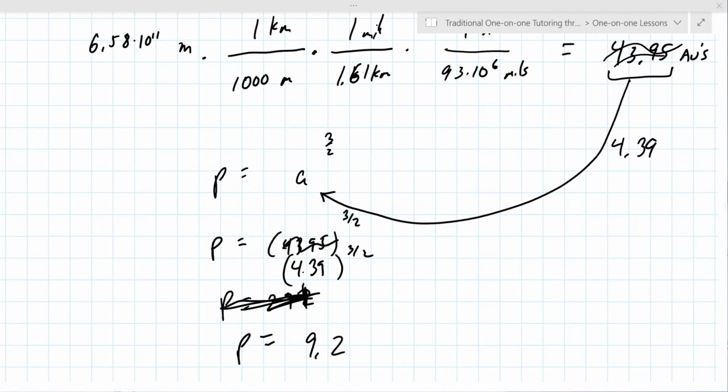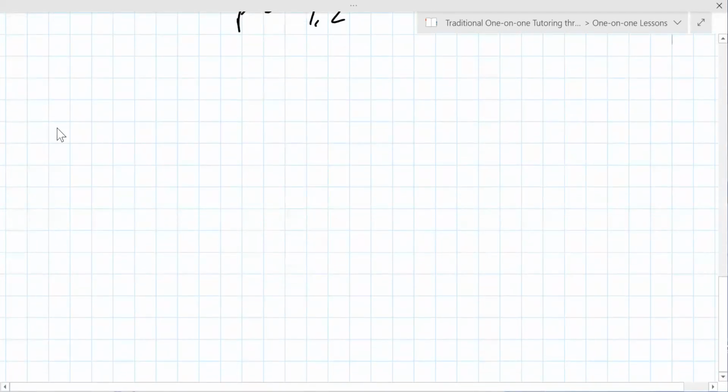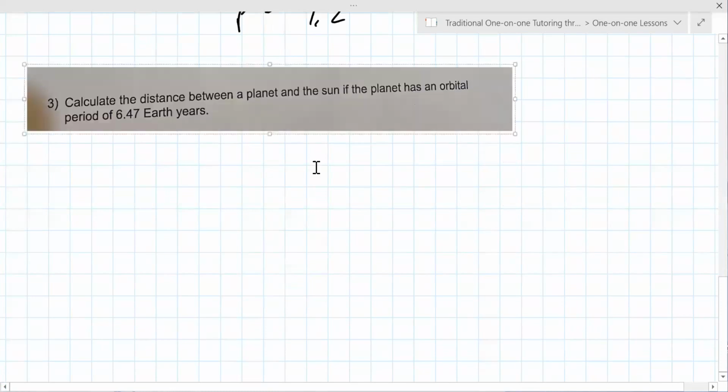Okay, and that's good because the next question is going backwards. So we gotta be able to go forwards and backwards, you know, undo what we just did. So question 3. Question 3 is calculate the distance between a planet and the sun if the planet has an orbital period of 6.47 Earth years. So they're giving you P this time. They're saying P is 6.47.